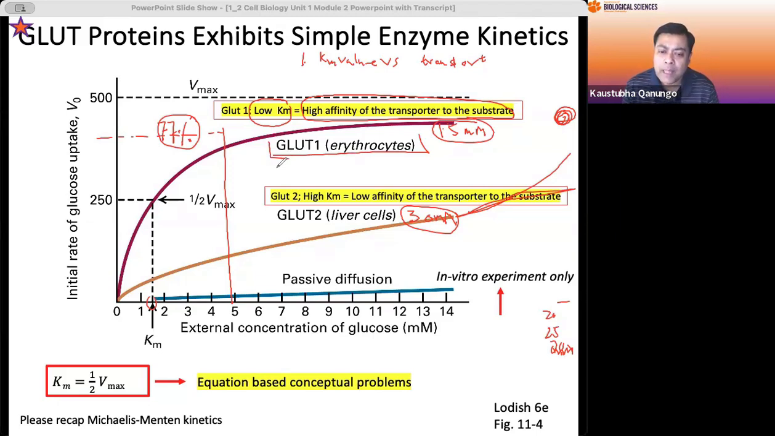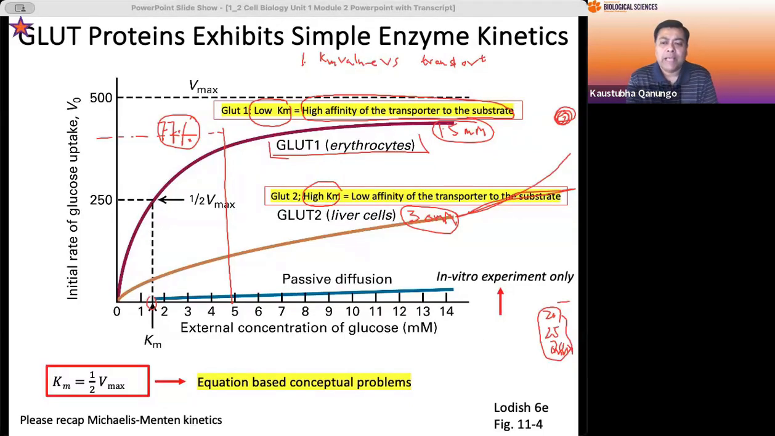So at very low concentration of glucose, this glucose transporter is really super good at transporting glucose. Whereas you can see liver cells, GLUT2, has a high Km, so it has a very low affinity for the transporter, and only at high concentration, say 20, 25, 30 millimolar, will it transport glucose into the cell at a significant level. So what does that mean?